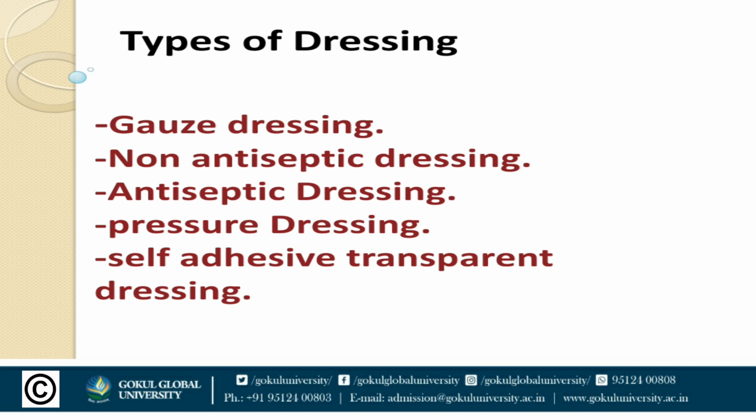Next is antiseptic dressing, a sterile dressing of gauze with the use of antiseptic solutions. Next is pressure dressing, a thick pad of gauze or other material placed over the wound and attached firmly so that it will exert pressure. After that, self-adhesive transparent dressing, typically used to protect the skin in pressure spots. These are the types of dressing: gauze, non-antiseptic, antiseptic, pressure dressing, and self-adhesive or transparent dressing.